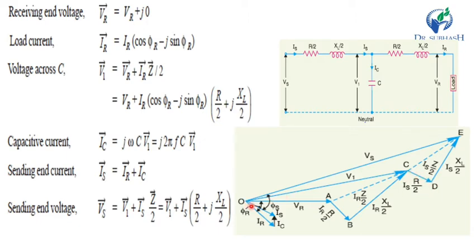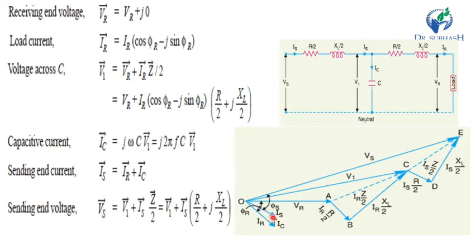So first we draw IR. Here the IS current is divided into two parts, IR and IC. IC is a capacitive current, which is 90 degrees leading with the voltage VR. So we draw the line at a 90 degree angle to VR. Here we see IC, and the resultant of IC and IR, which is IS. So we draw the line IS here.